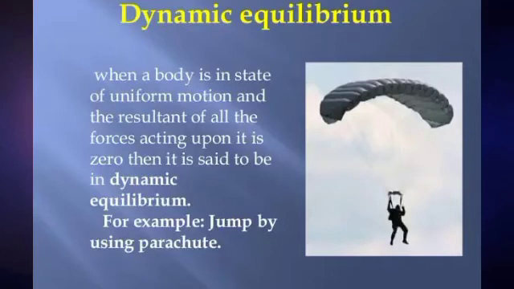Next is dynamic equilibrium. When the center of gravity is in motion, it is dynamic equilibrium. When a body is in a state of uniform motion and the resultant of all the forces acting upon it is zero, then it is said to be in dynamic equilibrium. For example, a jump by using a parachute, or when one is running or performing a cartwheel in gymnastics.